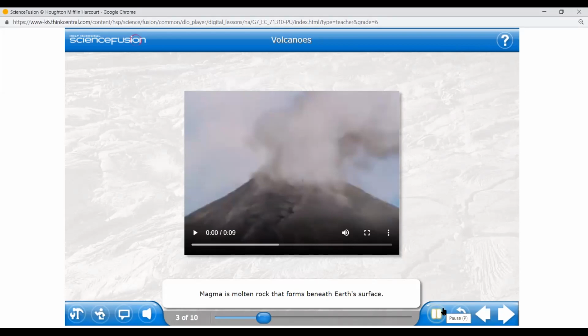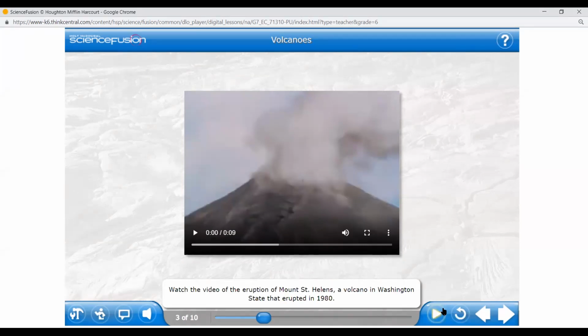Magma is molten rock that forms beneath Earth's surface. Pressure builds up under Earth's surface. When the pressure is high enough, magma can shoot up or ooze through the opening. The magma that has reached Earth's surface is called lava. After it comes out from that vent or hole from where the volcano erupts, it is called lava. This is the volcano of St. Helens in Washington State that erupted in 1980.